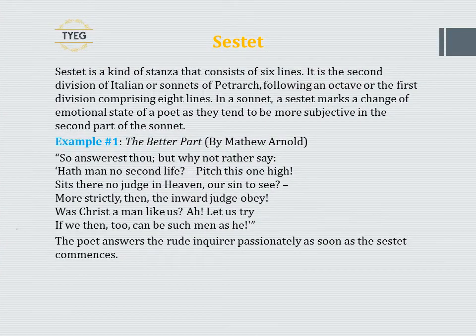Sestet. Sestet is a kind of stanza that consists of 6 lines. It is the second division of Italian or Petrarchan sonnets, following an octave or the first division comprising 8 lines. In a sonnet, a sestet marks a change of emotional state of a poet, as they tend to be more subjective in the second part of the sonnet. Example number 1, The Better Part, by Matthew Arnold.